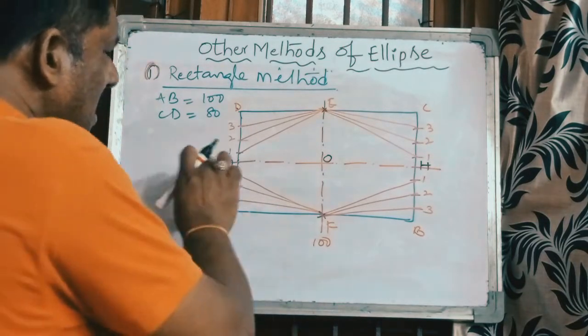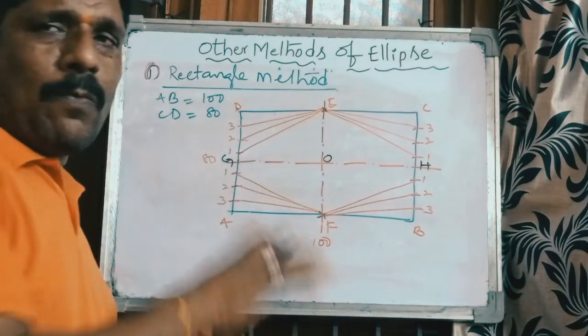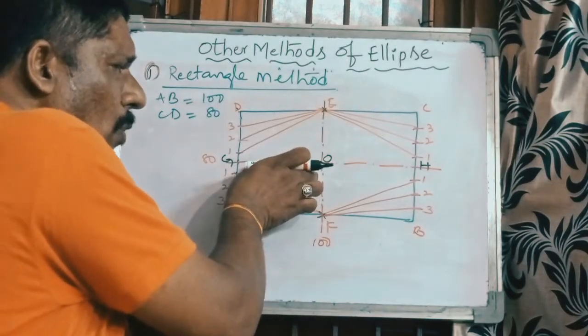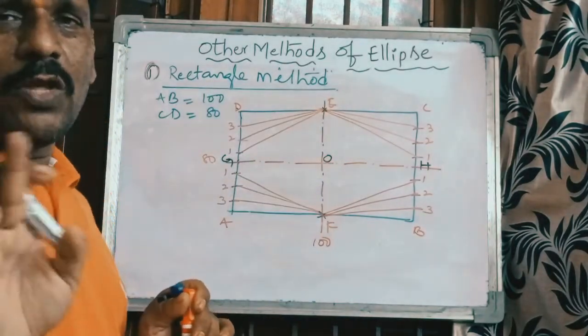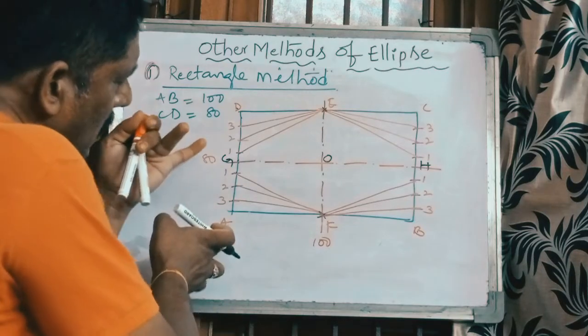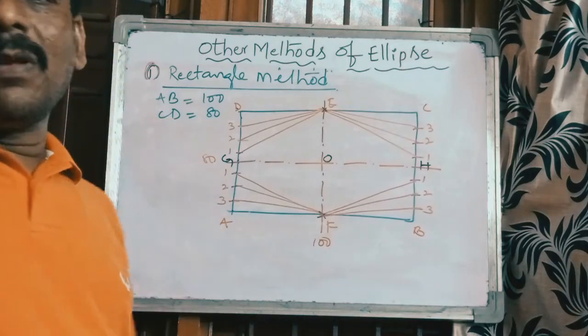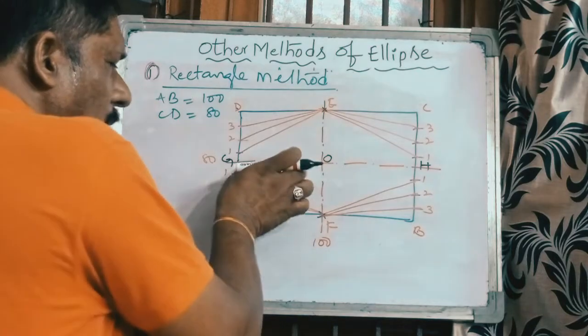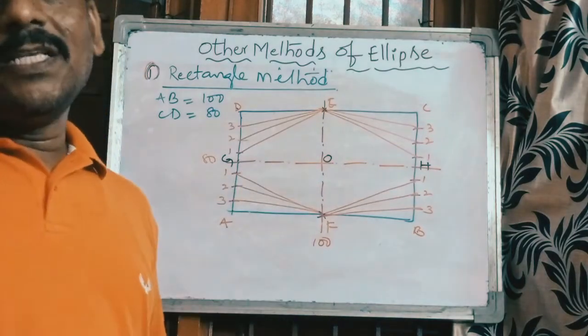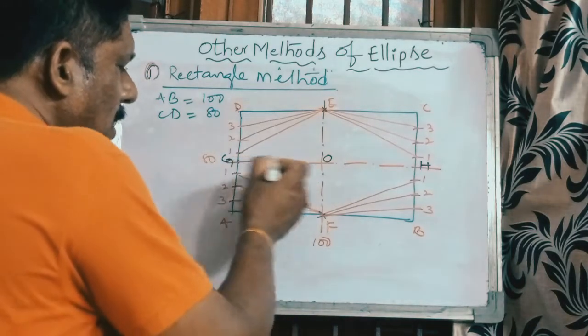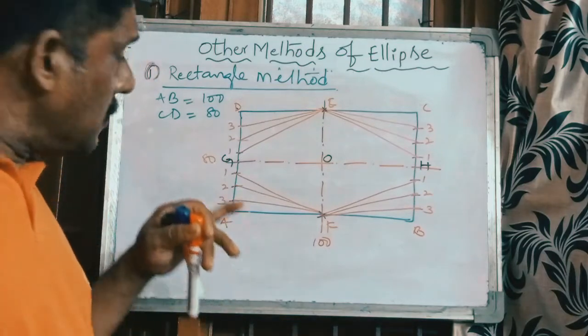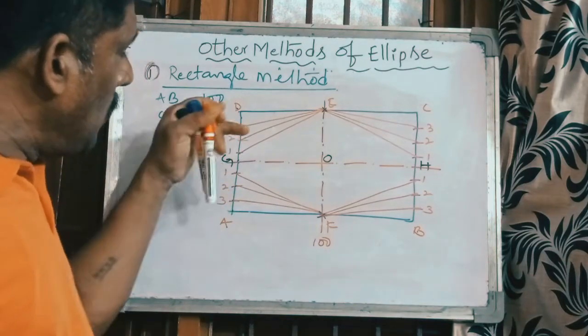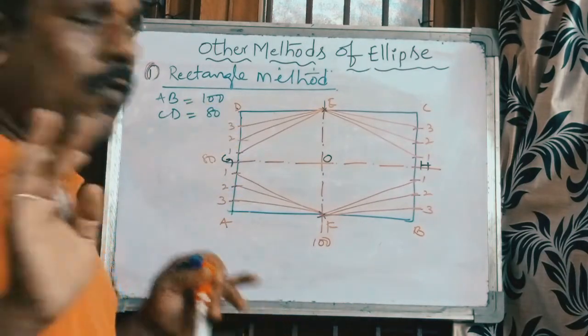If you are dividing here into 4 equal parts, then you must go for GO also with 4 equal parts. Suppose here G2A you are dividing into 6 equal parts, then definitely you go for G2O also 6 equal parts. So we are going now here for 4 equal parts. Why? Because G2A or G2D we divided into 4 equal parts.